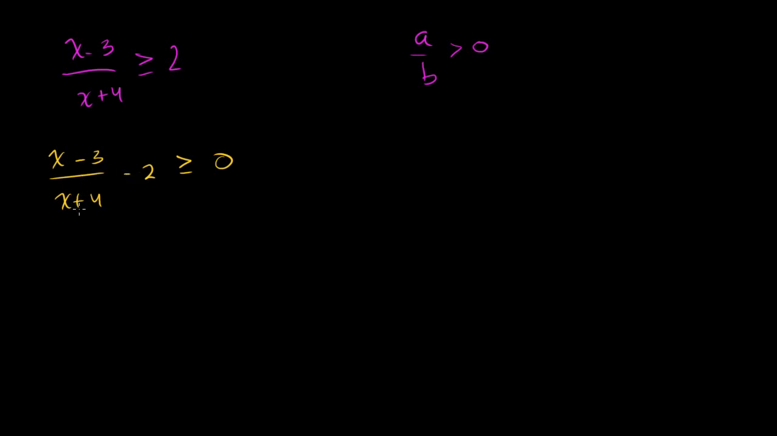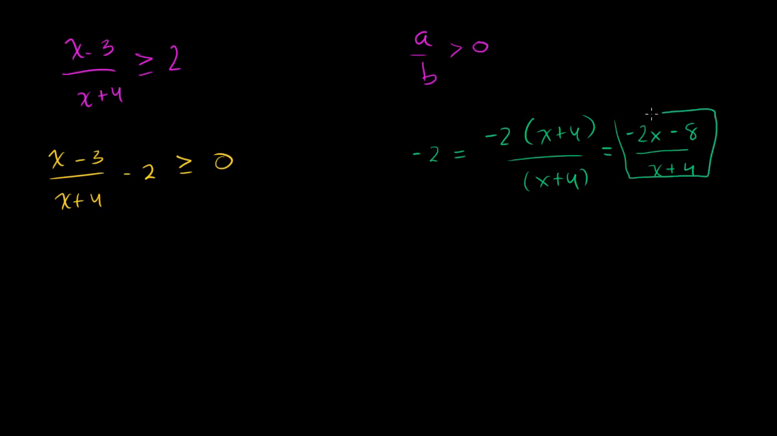This doesn't look like a rational expression, but I can rewrite minus 2, right? Minus 2 is the same thing as minus 2 times x plus 4 over x plus 4, right? This is minus 2 times 1. This is the same thing. And this is the same thing as minus 2x, let me be careful, minus 2x minus 8, right, over x plus 4. This right here is the exact same thing as minus 2. I just multiplied it times x plus 4 over x plus 4. But let's write it this way because then we can add them.